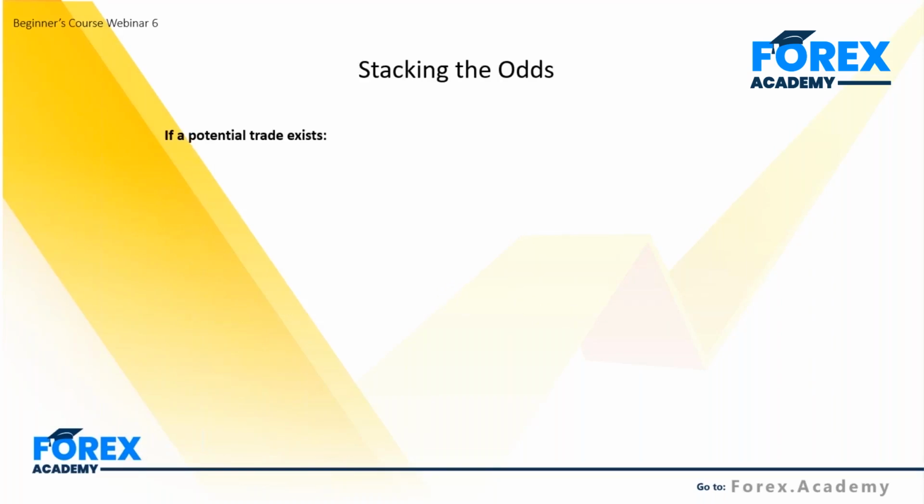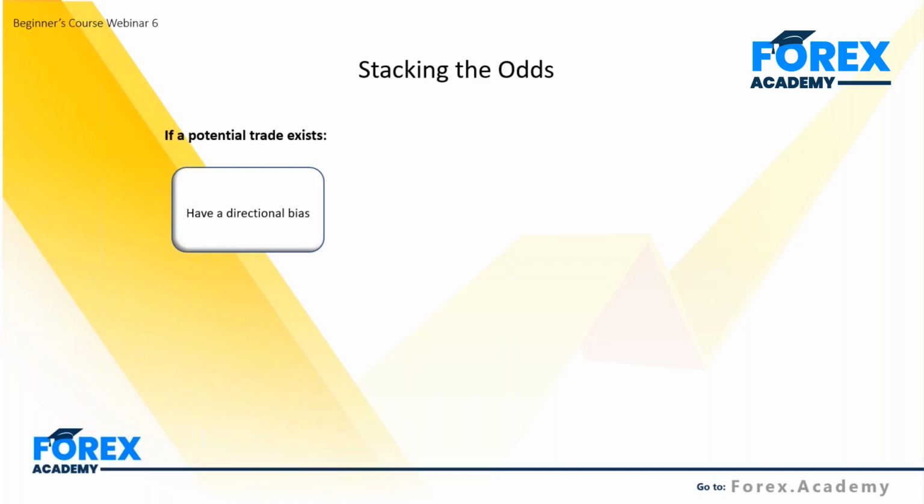So let's discuss stacking the odds in our favor. We like to formulate an approach to trading. We like to open a chart, assess it with our technical analysis, and decide if we want to get involved or not. Is it a good trade? What's going on fundamentally? If a potential trade exists, the first thing we do is have a directional bias. We want to get involved in a trade position. Why is that the case? Is there a trend?